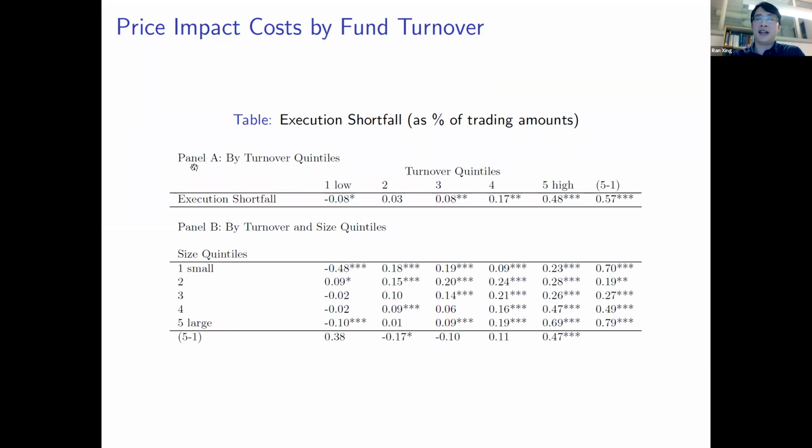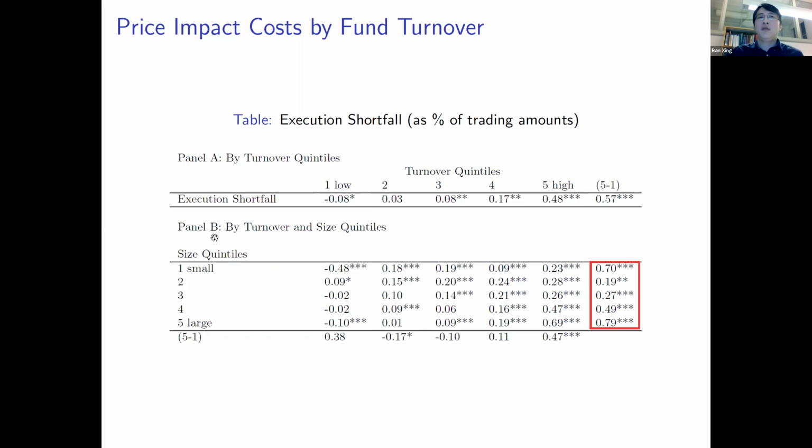In panel A, we show that by turnover quintile. We have quintile 1 for low turnover funds and quintile 5 for high turnover funds. By taking the difference between high turnover funds and low turnover funds, quintile 5 minus quintile 1, we can see high turnover funds have an execution shortfall about 57 basis points higher, which is significant at the 1% level. Interestingly, we find that low turnover funds even have a negative execution shortfall on average. That means they are even providing liquidity while executing their trades.